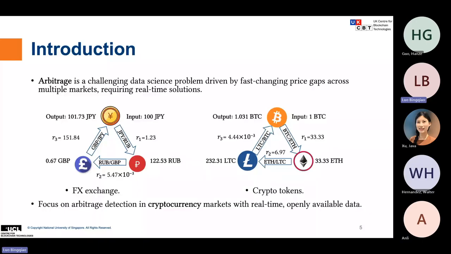The second thing I want to highlight is what makes crypto a little bit different: in the decentralized market, all prices are controlled by the AMM curve, so they are not controlled by any centralized governance. This makes the market change very rapidly, and any swapping, removing or adding of liquidity by the liquidity provider will change the exchange rate. In this work, we focus on arbitrage detection in the cryptocurrency market with real-time and openly available data.